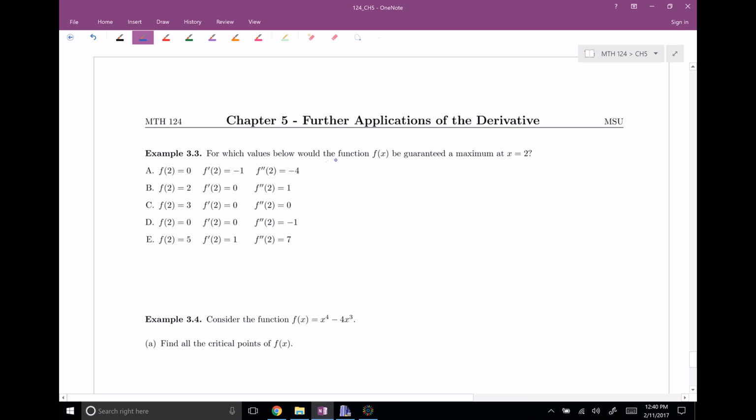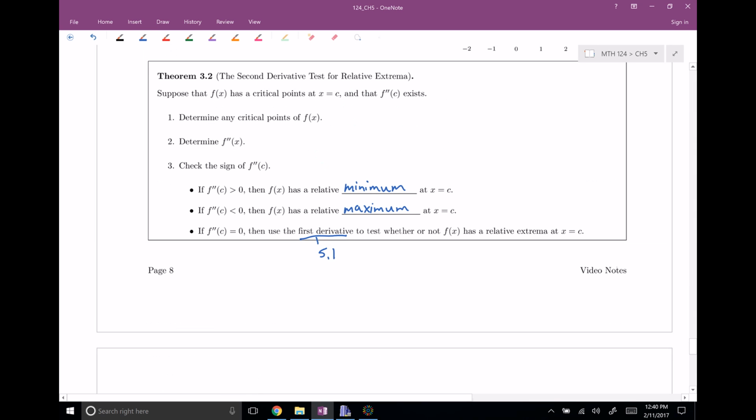So which of the values below, for the function f of x, would guarantee a maximum at x equals 2? So you can see we have f of 2's, we have f prime of 2's, we have f double prime, or the second derivative of f at 2. And right, we want to know which one would guarantee a maximum. And so the idea here is to use the second derivative test. So the first step for the second derivative test is, right, determine any critical points.